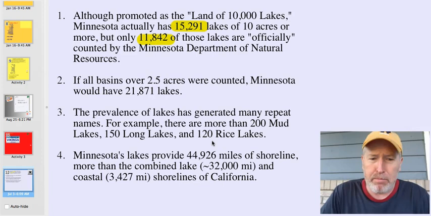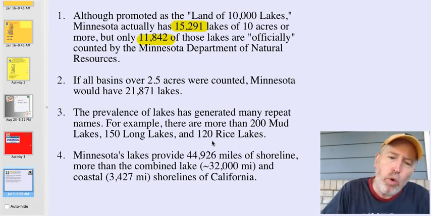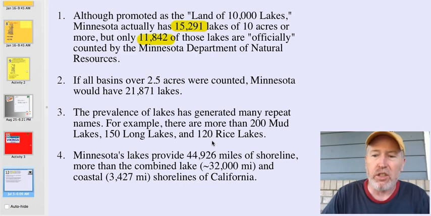Also, kind of a fun fact, Minnesota's lakes provide 44,926 miles of shoreline. That's more than the combined lakes and coastal shorelines of California. So, California. All right, take that. Okay, it's funny now in the beautiful summertime, but in January, I'll still take California.